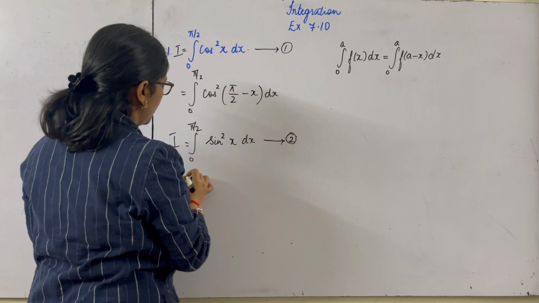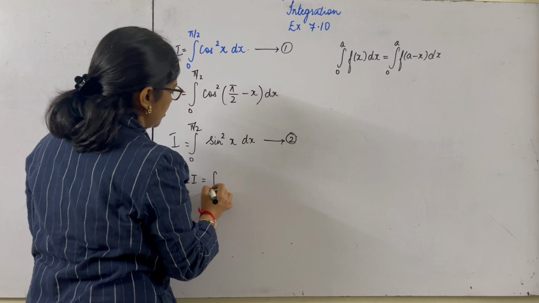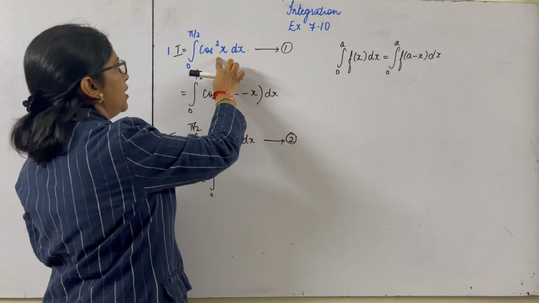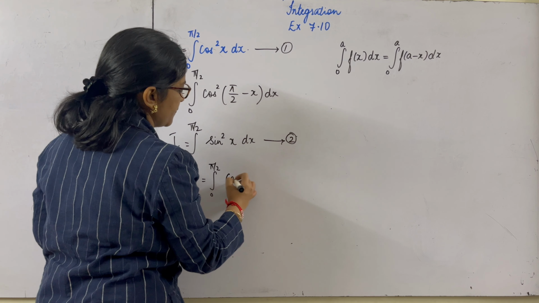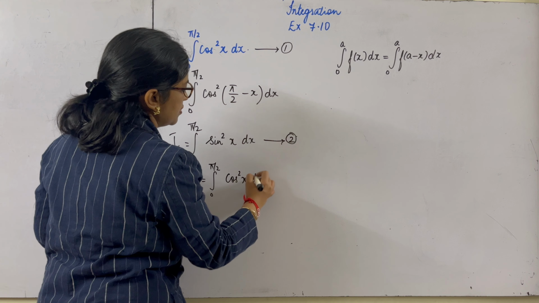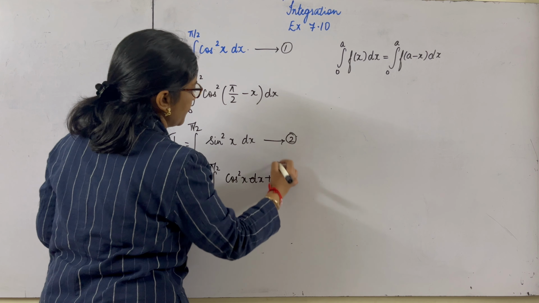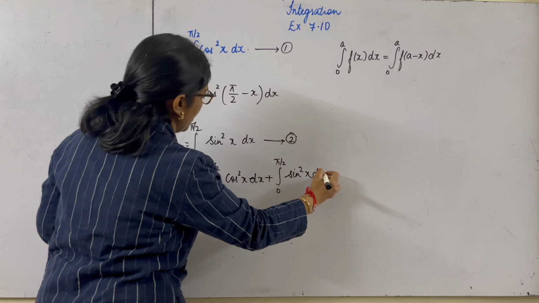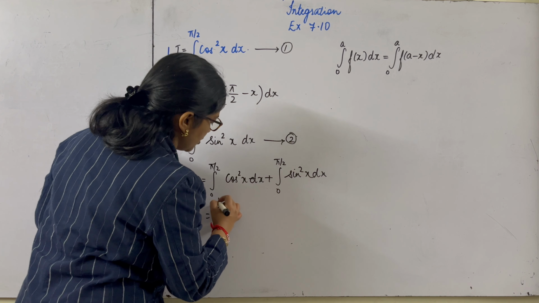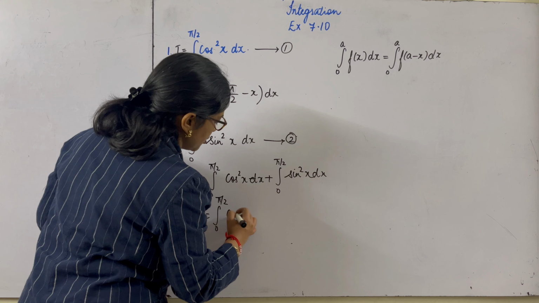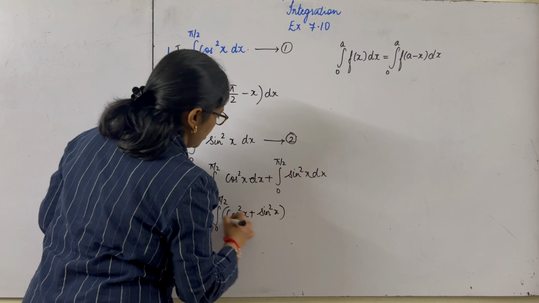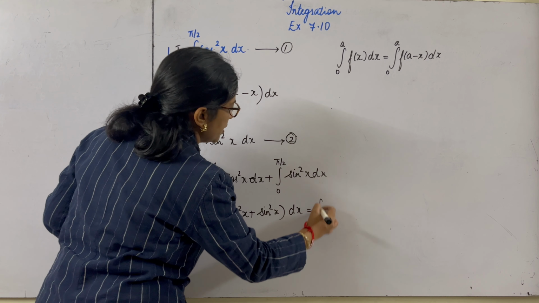Now when we did this, you see that first we had cos square x, now we have sin square x. If we add both of these integrals, whose limits are the same, we can take the integral common and we'll add cos square x and sin square x. Now you can combine the integral and we have 0 to pi by 2 of cos square x plus sin square x, which is 1. And so the integration became very simple.